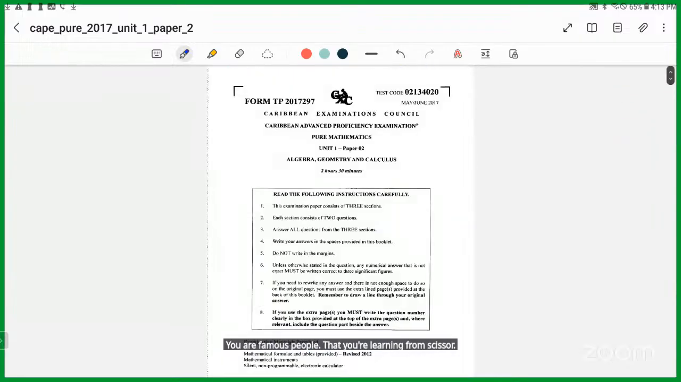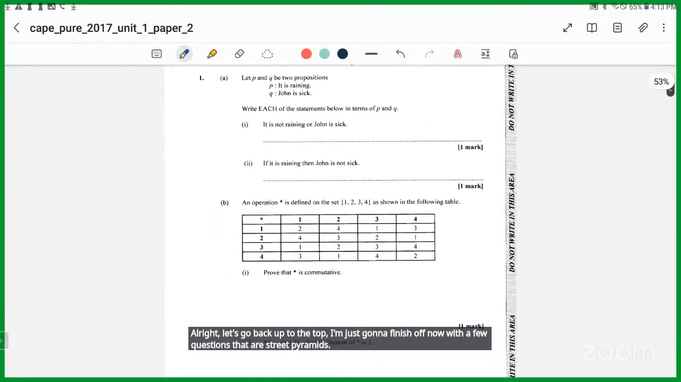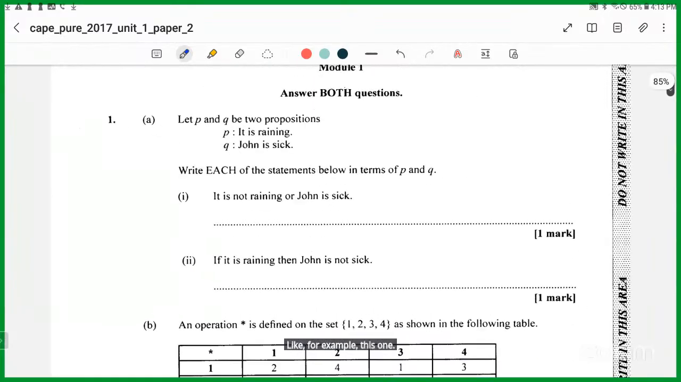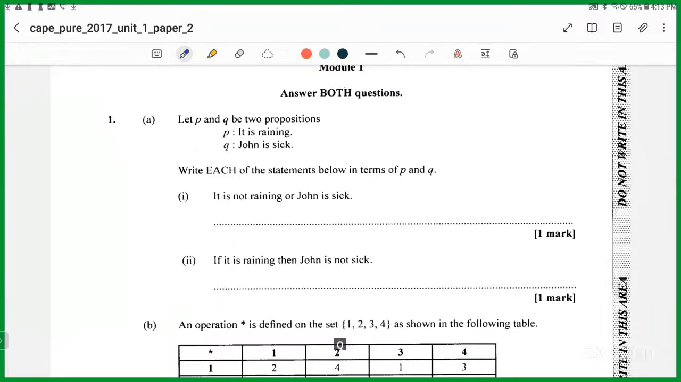Let's go back up to the top. I'm just going to finish off now with a few questions that are straight pure maths, not add maths at all. Like, for example, this one. Alright, let's go. So this is now straight pure maths. It says, let P and Q be two propositions. P is the proposition it is raining. Q is the proposition John is sick.